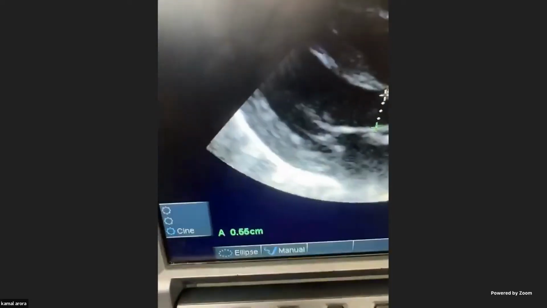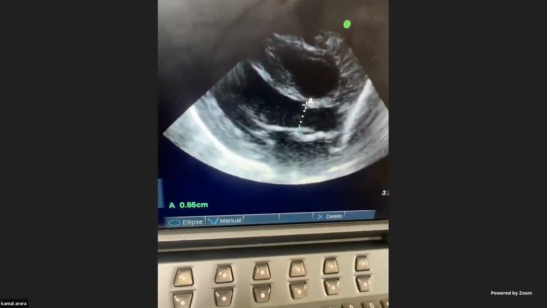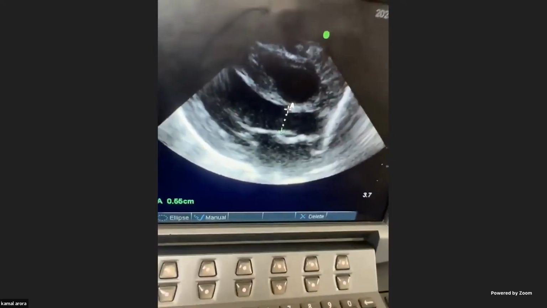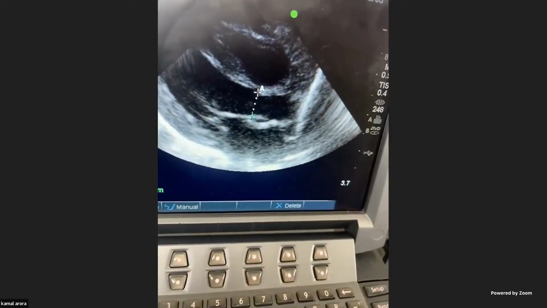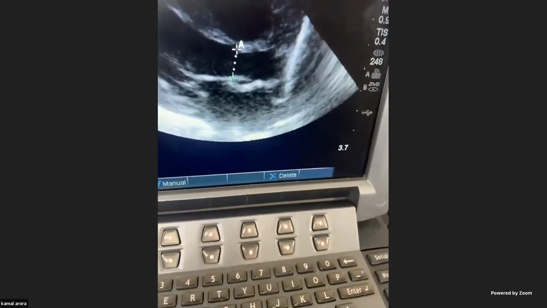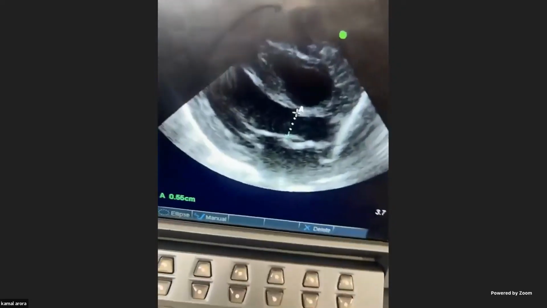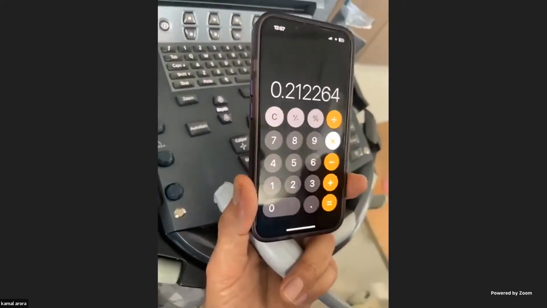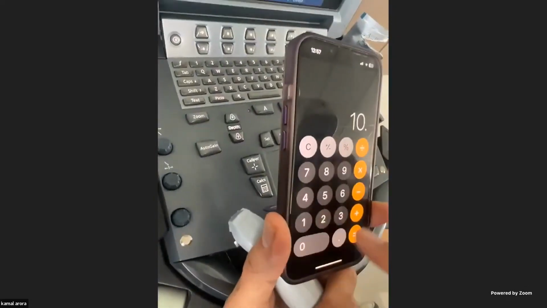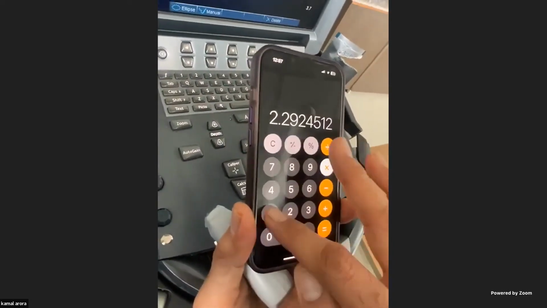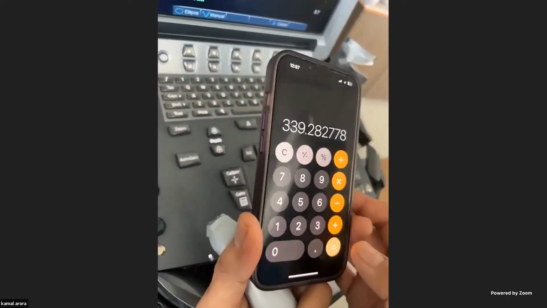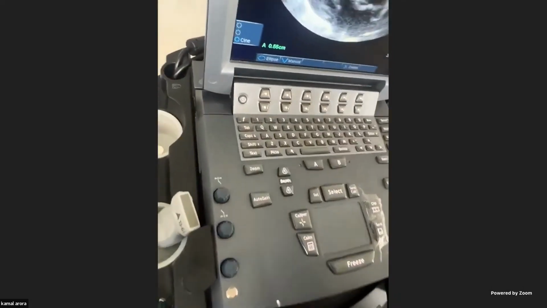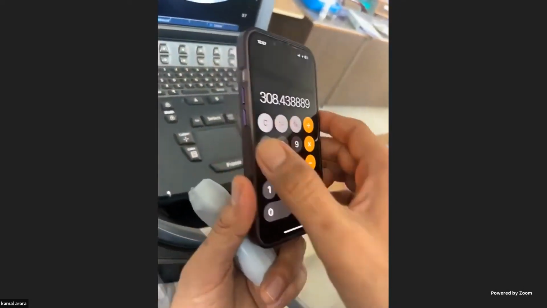So pi r square is 3.14 into r. What is r? 0.26. 0.26 into 0.26, I'll do the calculations, into 10.8, which is the VTI, into 148. That is 339, so it is 340 divided by the weight. Weight is 1.1. So it is 308.